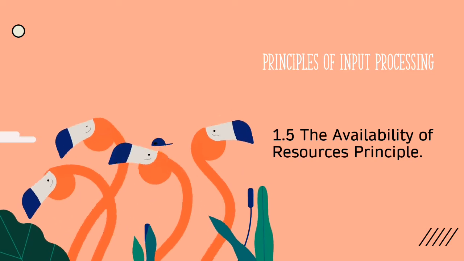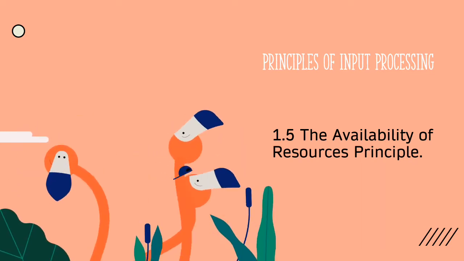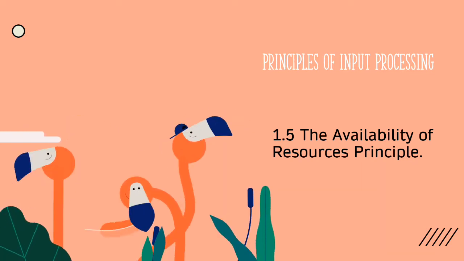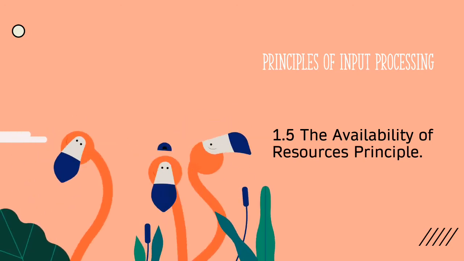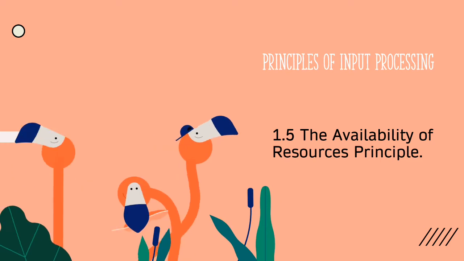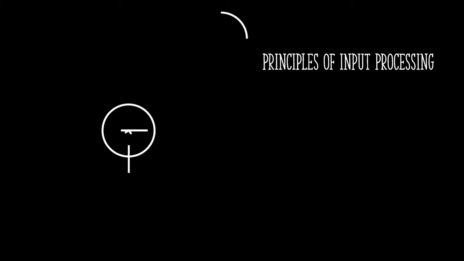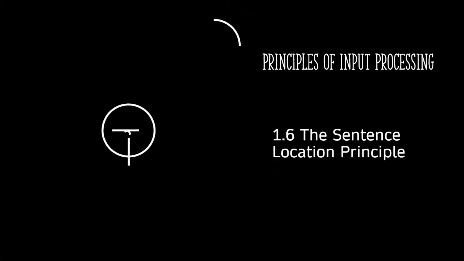The availability of resources principle is where learners possess a default strategy that assigns the role of agent to the first noun that they encounter in the sentence. The sentence location principle is where the learners tend to process items in the sentence initial position before those in the final position and those in the medial position.